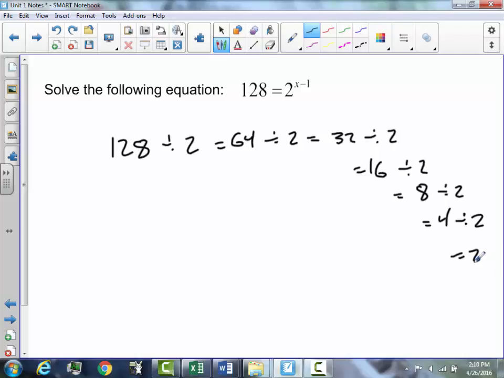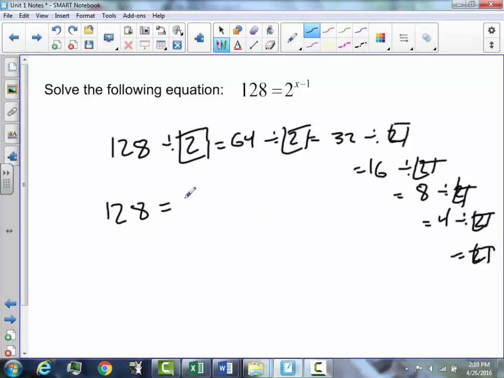So back to my original question. How many times does 2 go into 128? 7 times. 1, 2. Well, we don't divide by 7. I'll get to that in a second, though. But 3, 4, 5, 6, 7. This means that 128 is equal to 2 times by itself 7 times. So it's better to write it as 2 to the 7.